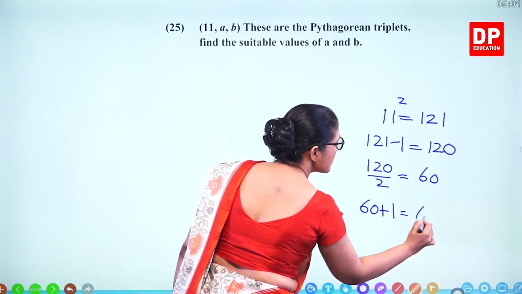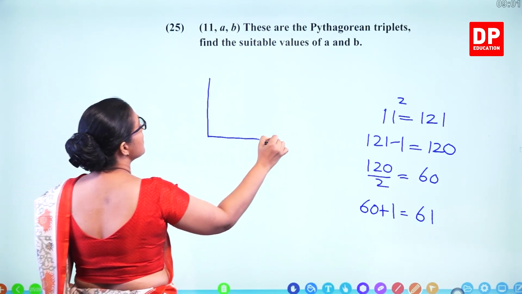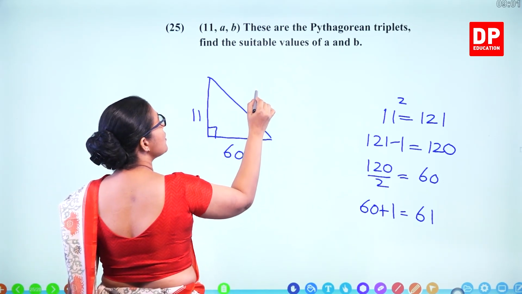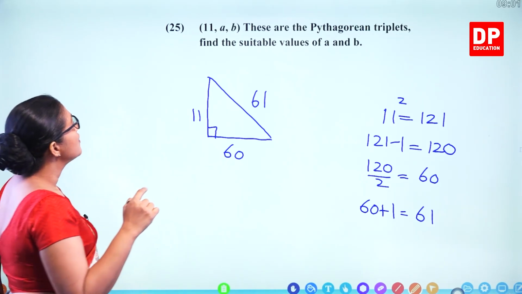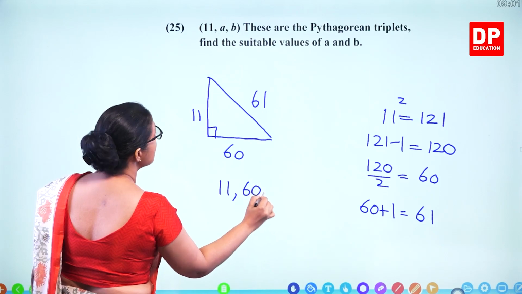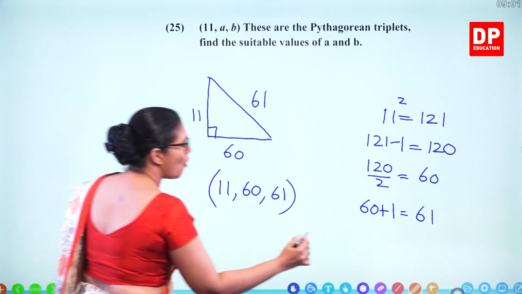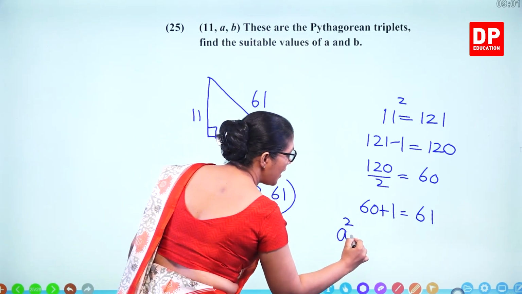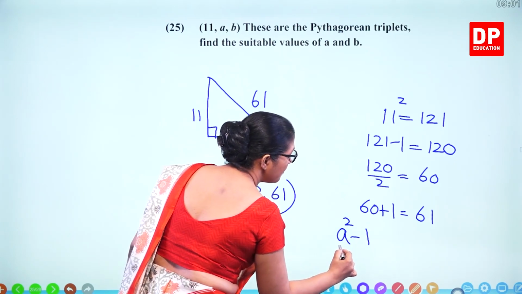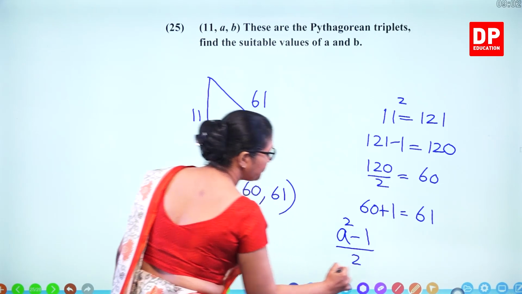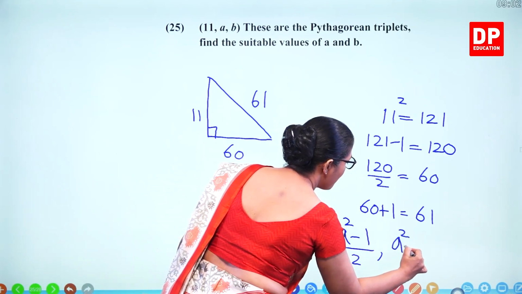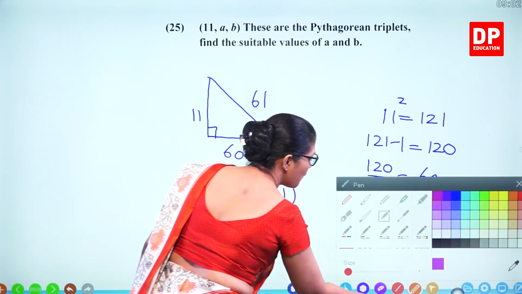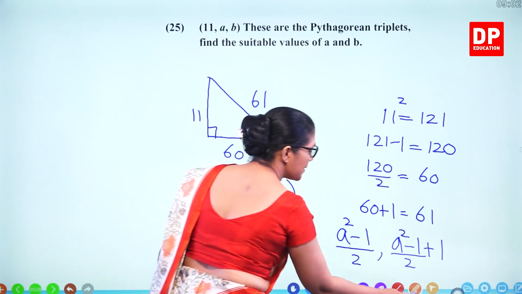You add 1, 61. So when you draw the triangle, 11 is one side, the other one is 60. The hypotenuse is the largest one, so that's 61. So you can write 11, 60, 61. What's the formula to find the Pythagorean triplets? If a is the smallest number, you square it, minus 1, divide by 2. And the other one is a squared minus 1 divided by 2, and add 1. So 2 marks for identifying the Pythagorean triplets.